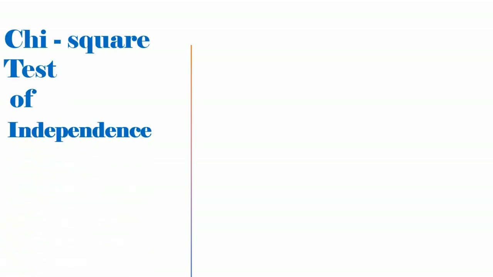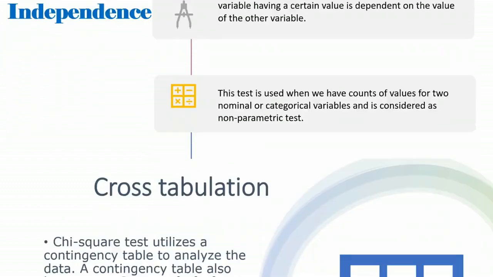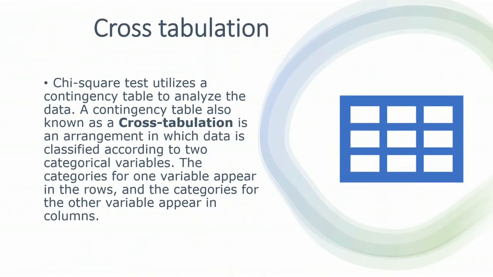Chi-square test of independence. The chi-square test of independence is used to determine whether there is a significant association between two categorical variables. If two variables are related, the probability of one variable having a certain value is dependent on the value of the other variable. This test is used when we have counts of values for two nominal or categorical variables and is considered a non-parametric test.